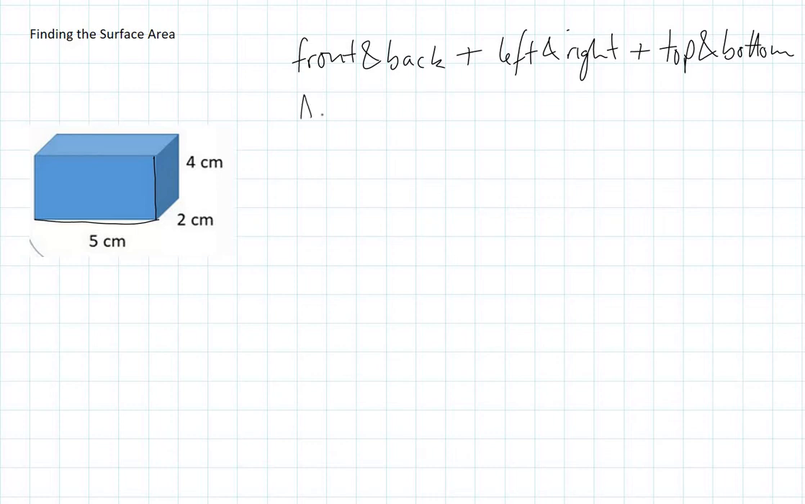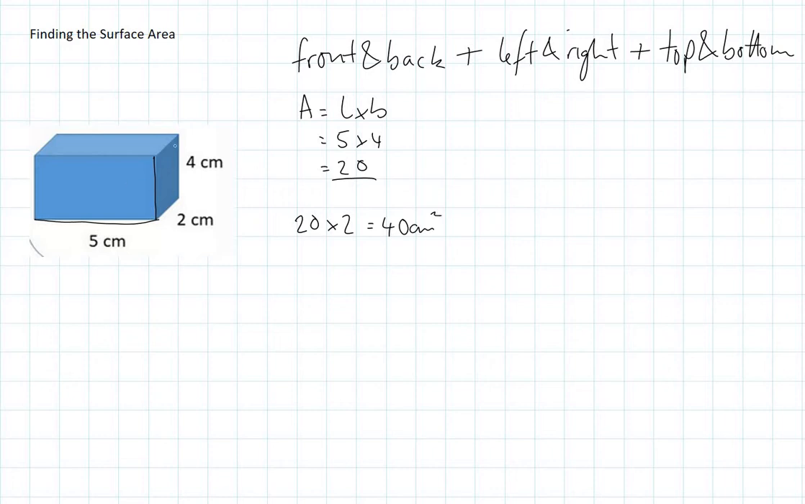Okay, so we've got area equals length times breadth. It's 5 times 4, and that's 20. Okay, and for the front and back, we've got 20 times 2. Okay, which is 40. And let's put in centimetres squared there.